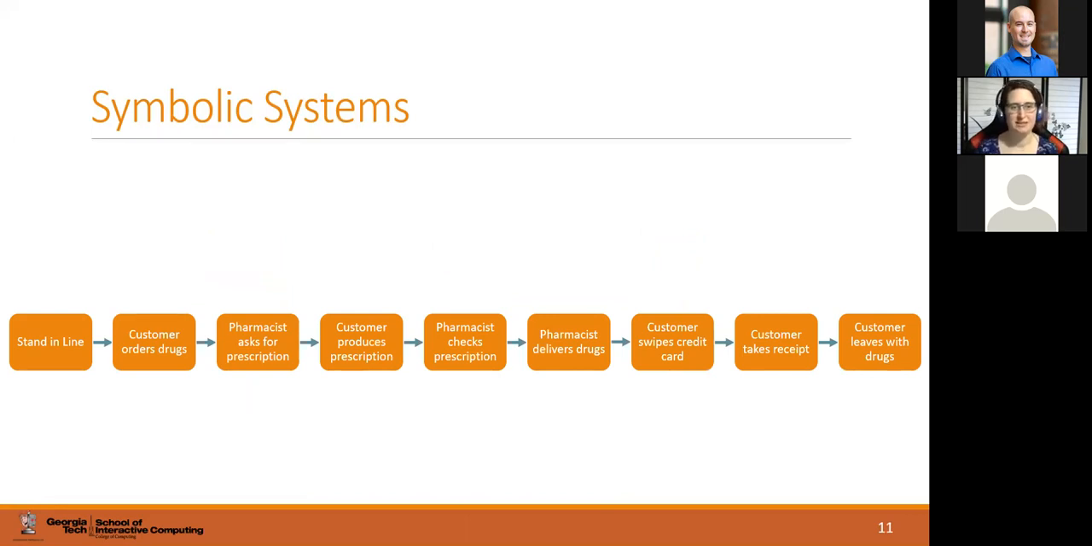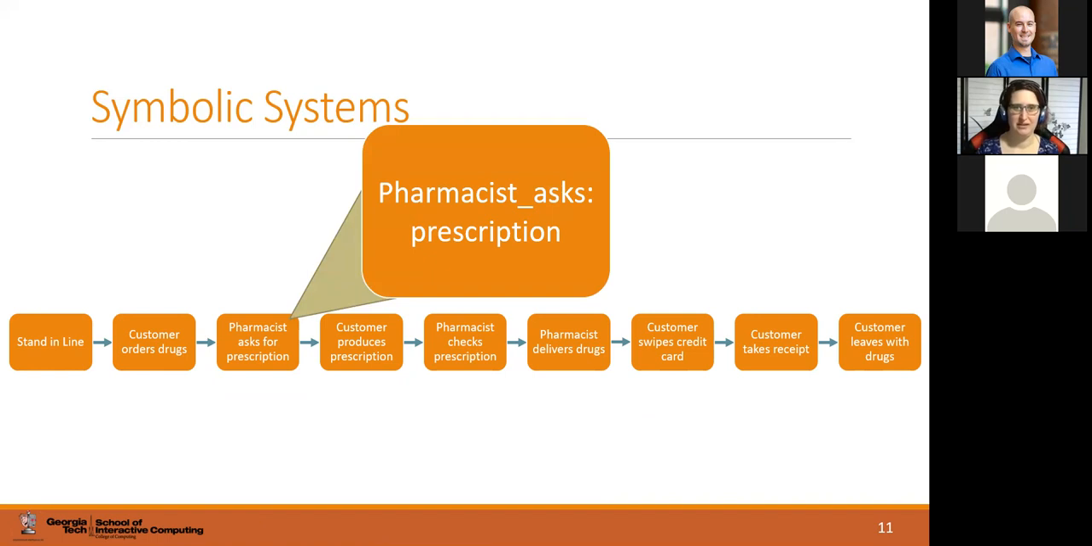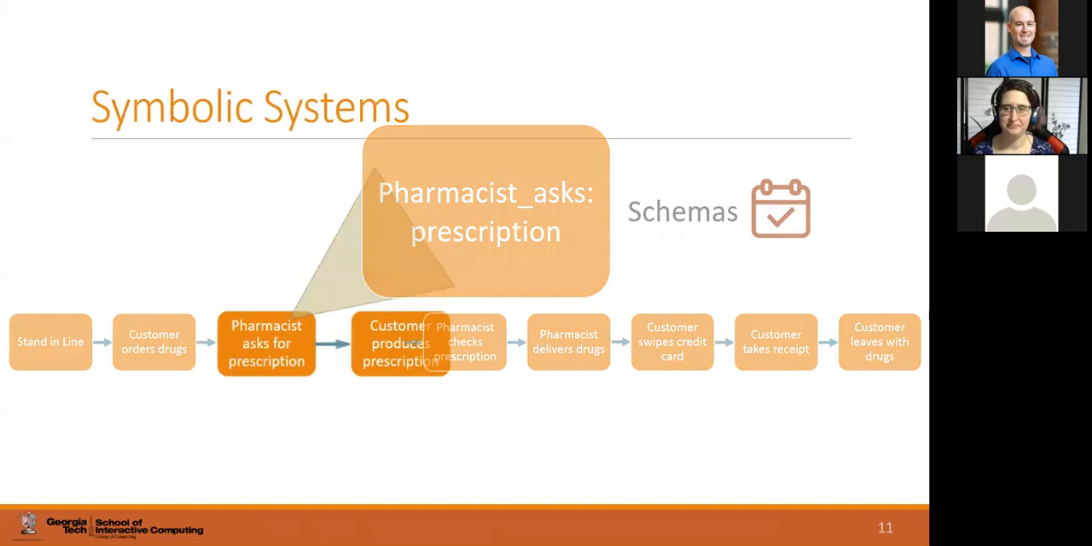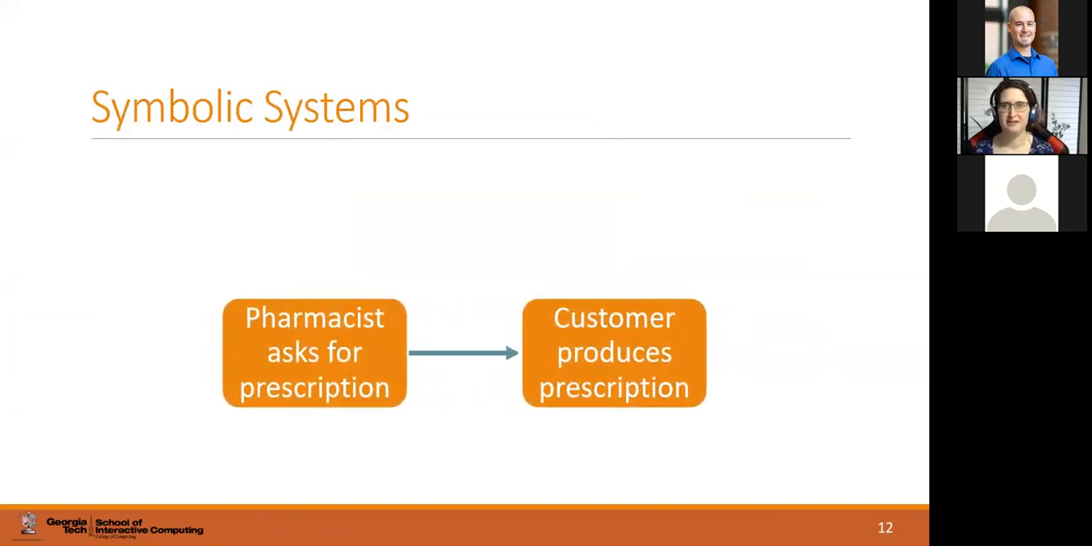Say we have a very simple chain, like standing in line to pick up drugs at the pharmacy, and hopefully at the end of the story, the customer leaves with some drugs. In this, you have nodes like "pharmacist asks for prescription," and this is known as a schema, which is just a way of symbolically annotating these events.